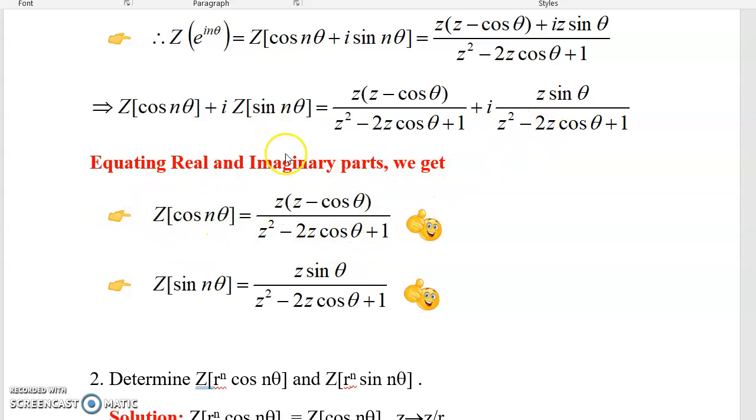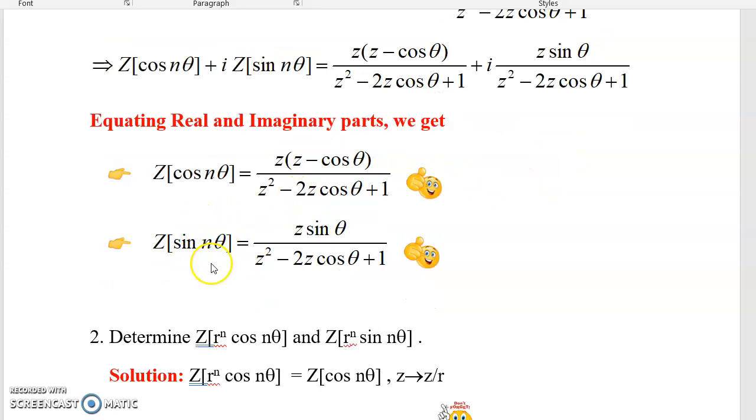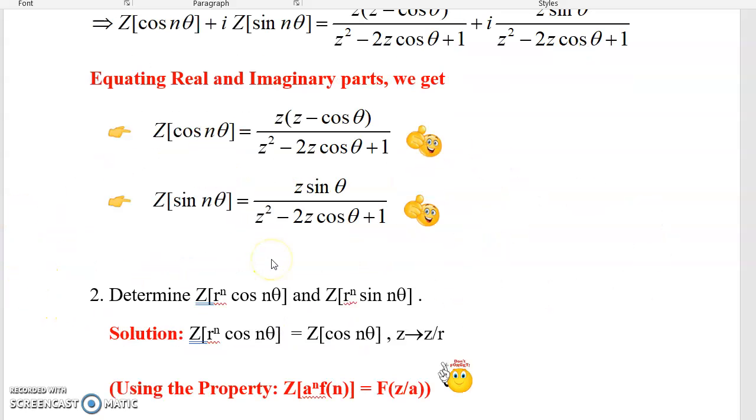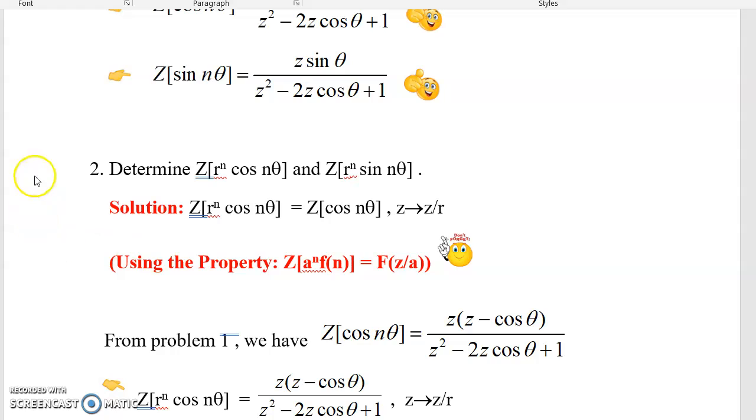Similarly, equating the imaginary parts, here we have Z sin n theta will be Z sin theta divided by Z square minus 2Z cos theta plus 1. So this is the result for Z transform of the cosine and the sine function. So this is the basic result which we should remember to proceed further. So remember this result. Now let us go to the second problem.